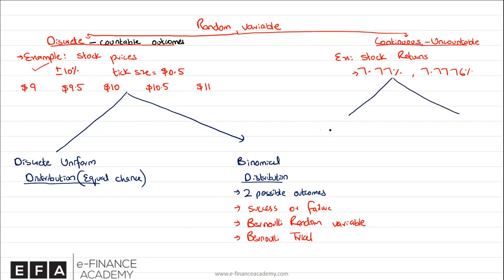We have the continuous uniform distribution. As before, for the discrete uniform, we said the probability of each and every countable outcome is equal.